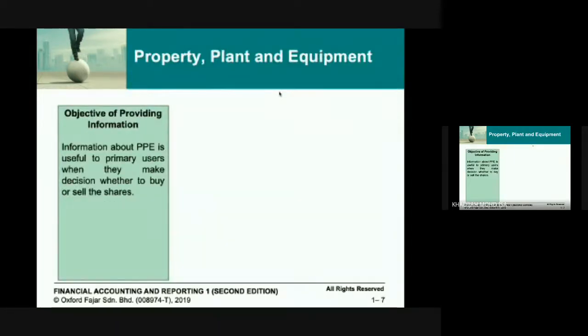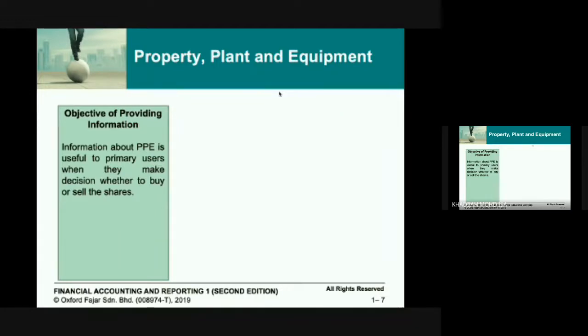All right, property, plant, and equipment, the objective of providing information on PPE. Remember that you do have PPE in your financial statement, in your assets. So why is it important that you need the information about PPE? It's useful for primary users when they want to make a decision whether to buy or sell the shares. Shares here refers to the shares of a company. Users here, we are referring to the investor, right?